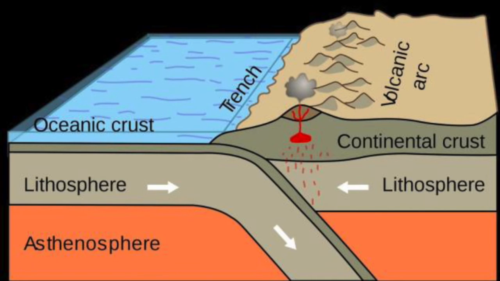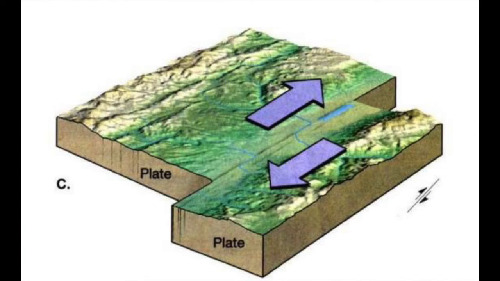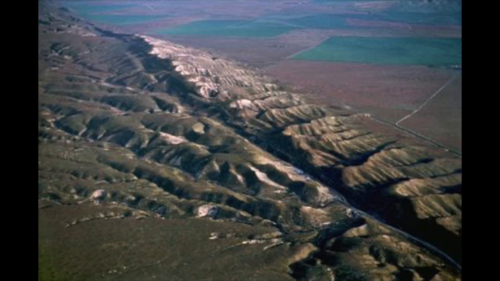So the third movement that I'm going to talk about is the transform movement, which is when plates slide past each other. The shearing stress is going to cause a transform fault that is seen exactly here in the transform fault of San Andreas, where we can actually really see the boundaries between the two plates.